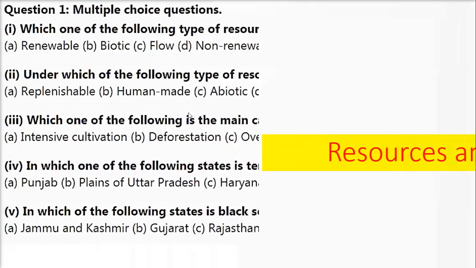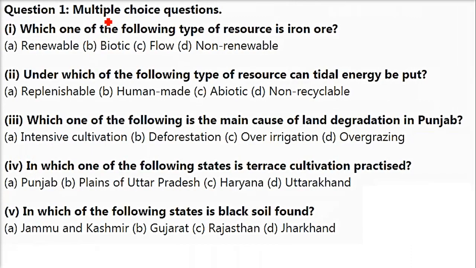Question answer on resources and development. This is a multiple choice question. Which one of the following types of resource is iron ore?